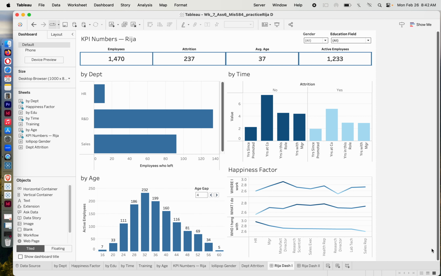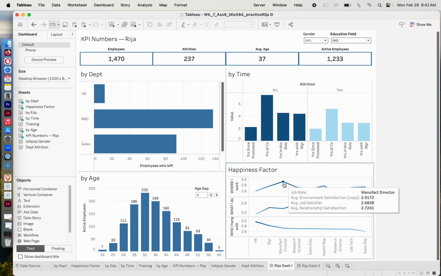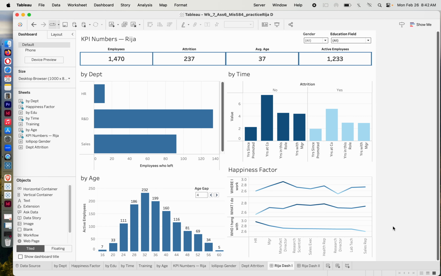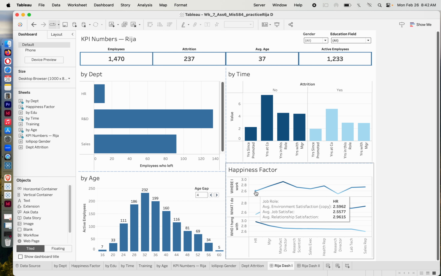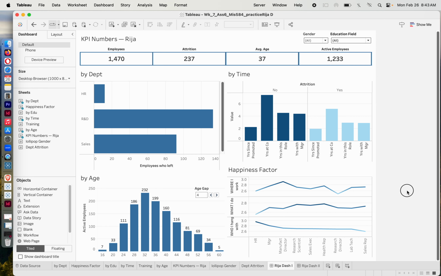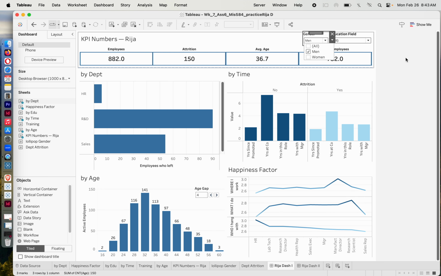And I also did a happiness factor over time, and so you can see that the happiest people seem to be in the manufacturing director. The lowest seem to be HR for where I work and what I do, but weirdly enough, the relationship for HR is really high.